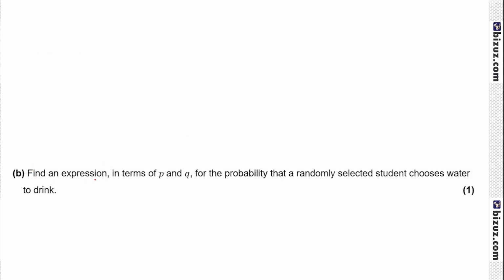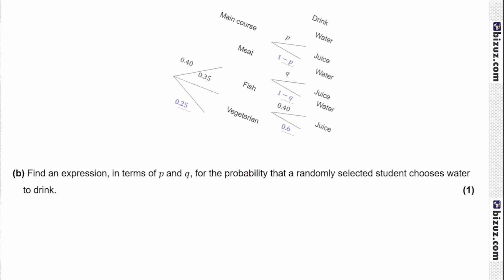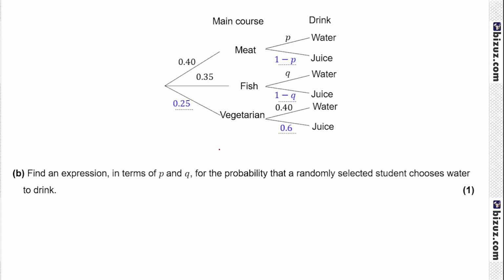Part B. Find an expression in terms of P and Q for the probability that a randomly selected student chooses water to drink. So let's first bring up that tree diagram again for reference. Now what we need to find is very simple. We need to find the probability of W.